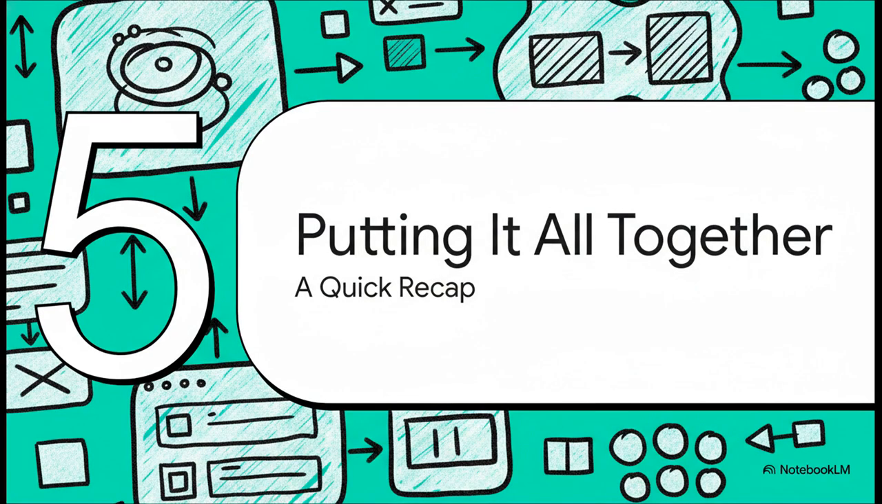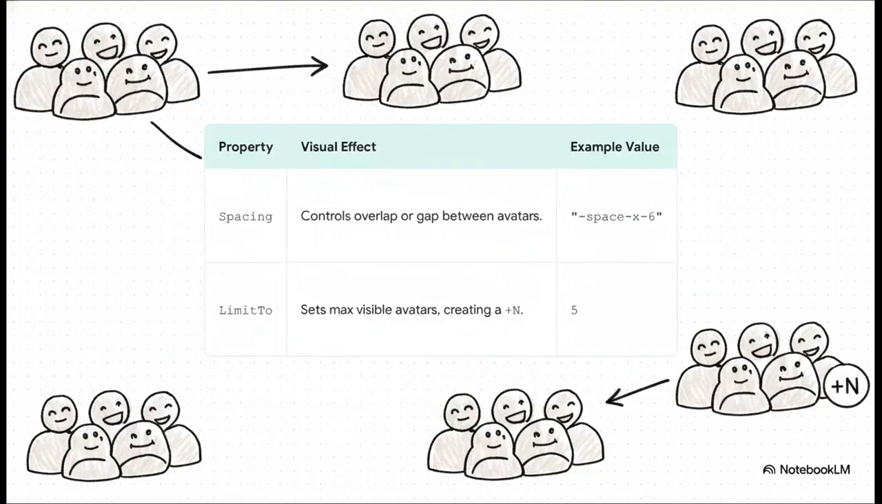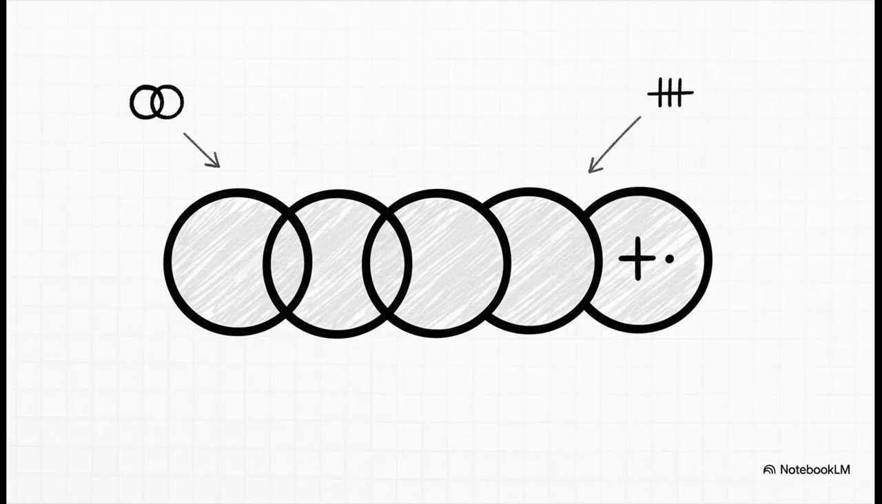All right, let's do a quick recap of the 2 key properties we've looked at that give you all this amazing control over your UI. This table pretty much boils it all down. To create these really sophisticated layouts, you only need to master 2 properties: spacing for the visual overlap or gap, and LimitTo for elegantly handling when you have too many. That's the secret sauce. The true power, though, comes when you combine them.